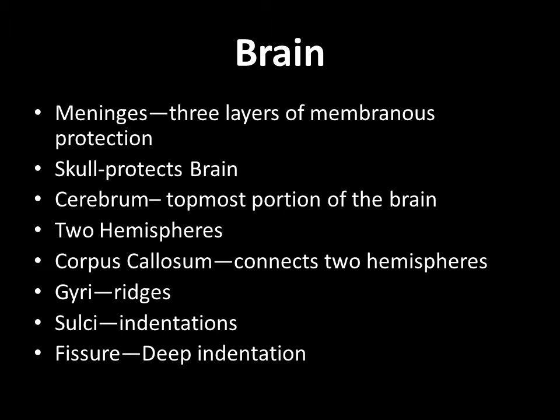The cerebrum is the topmost portion of the brain, and it is divided into 2 hemispheres, the left and the right. The corpus callosum is what connects those 2 hemispheres. The gyri are the ridges in the brain, and the sulci are the indentations that you see in the brain. The deeper indentations are called fissures.